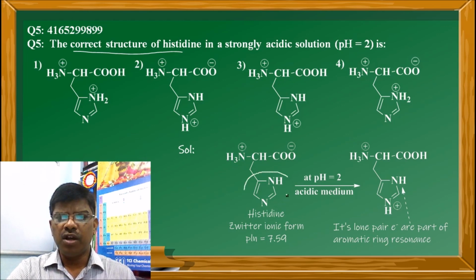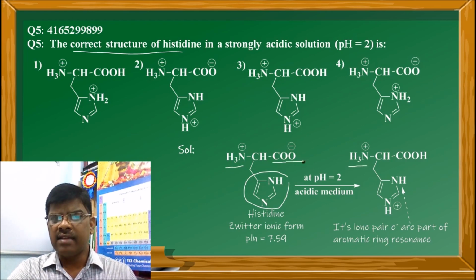This imidazole molecule has 2 nitrogens. When it is dissolved in a pH 2 acidic solution, what is going to happen to this NH3? This NH3 is going to form a salt with H plus ions, whereas this acid anion takes H plus ions from the solution and becomes an acid.